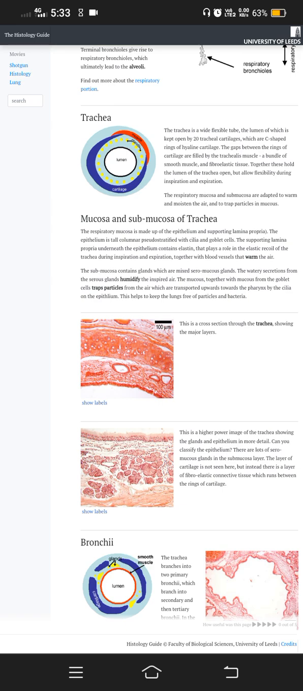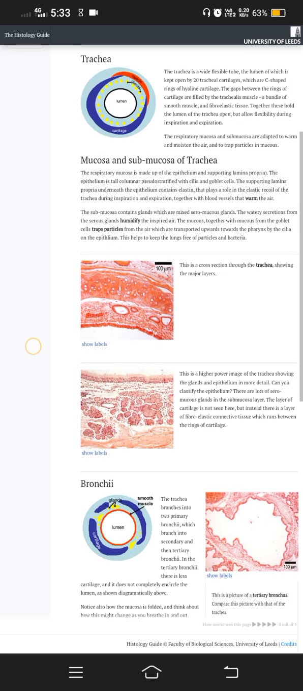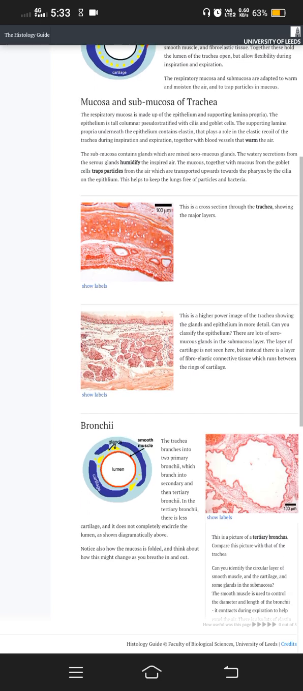The submucosa contains glands that are mixed seromucous glands. The watery secretions from the serous glands humidify the inspired air. The mucus, together with mucus of the goblet cells, traps particles from the air, which are transported upward toward the pharynx by the cilia on the epithelium. This helps to keep the lungs free of particles and bacteria.